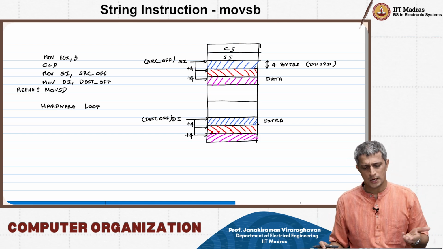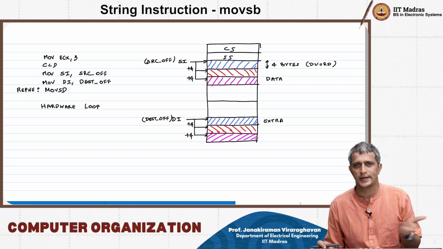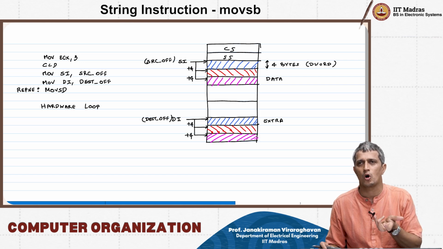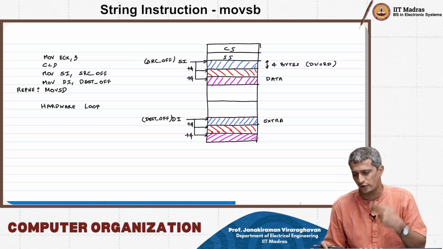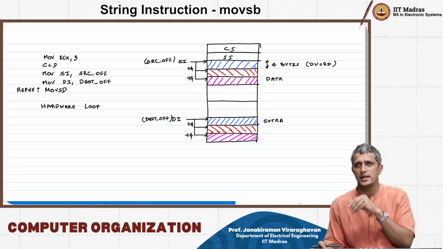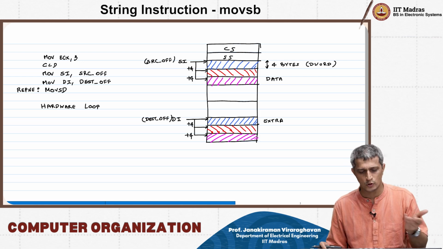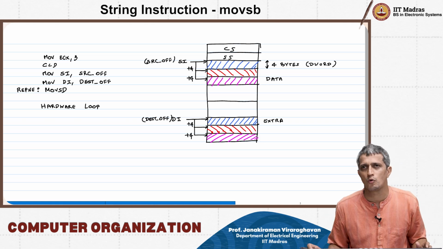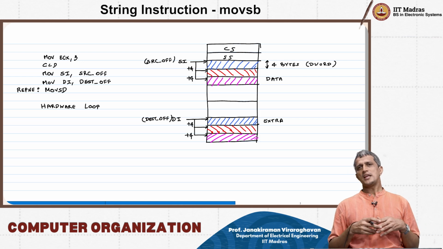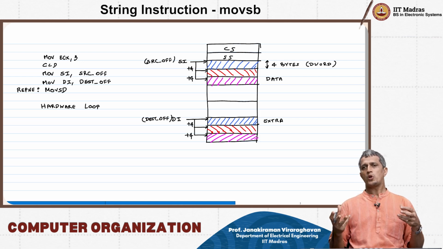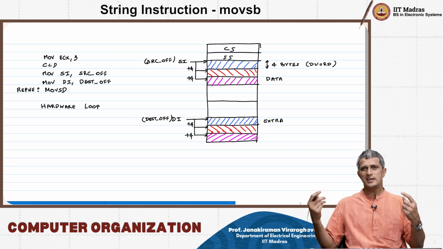Okay, now it's needless for me to say that I can do exactly the same thing even if I wanted to copy a word of information. What's a word? 16 bits or 2 bytes of information, where the SI and DI would auto increment by 2 instead of 4, and of course you have to appropriately load the count into ECX and do the same REPNE, right. So this is a very nice way of moving data in a chunk from one location to another in just one shot.